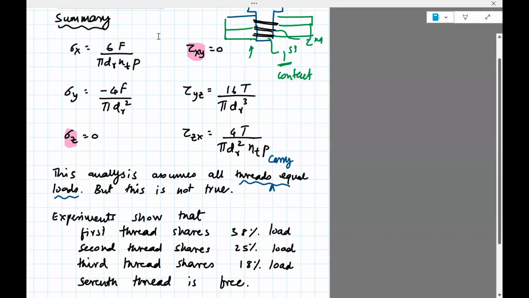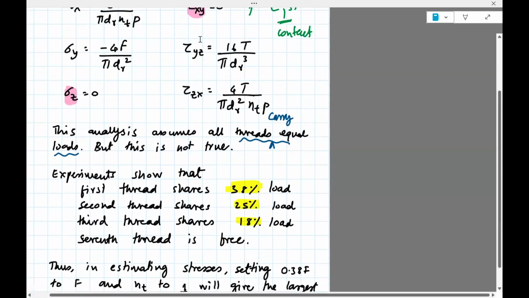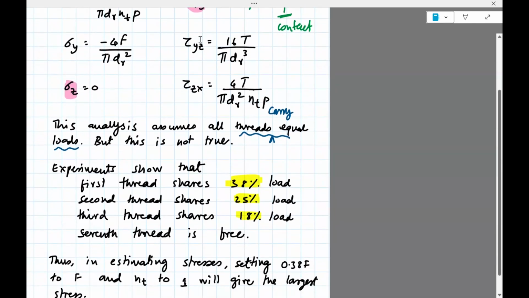The first one shares about 38% of the load. The second one shares 25%. The third one shares 18%, and then the 6th, 7th thread are just free. So really, you don't want a screw with lots of threads, because the critical stress is in the first one, which takes the most load. When you do these calculations, if you want the worst case, you just find the stress in the first thread, which is the 38% load, and you can say you've designed it for the worst case.